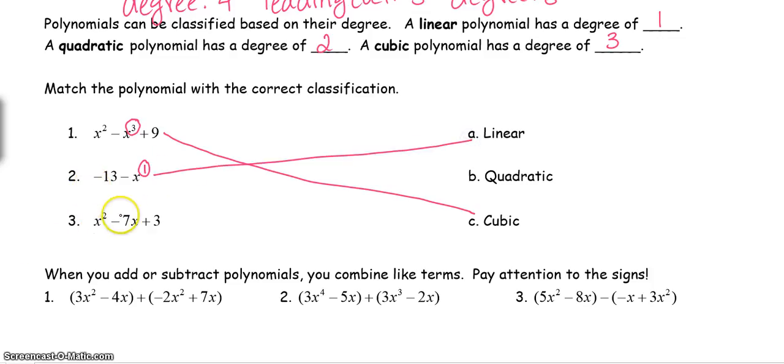And then if we look at the next one, we've got exponents of 2, 1, and no exponent. So 2 is our highest, and if it is a degree of 2, it is quadratic.